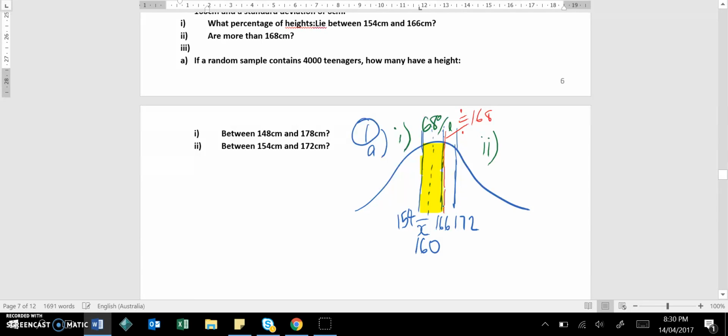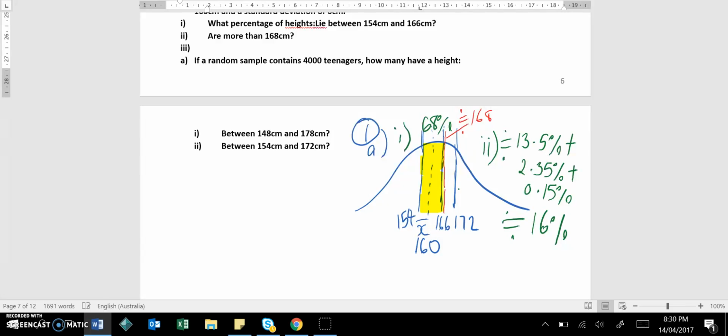So basically I'm going to need to add, so I'm going to say it's approximately equal to, from 166, then to the right of that I have 13.5% plus 2.35% plus 0.15%, and that is approximately equal to 16%. Okay, so sometimes you need to take an estimate if it's not spot on, but you use the approximately equal to symbol. That's really important.